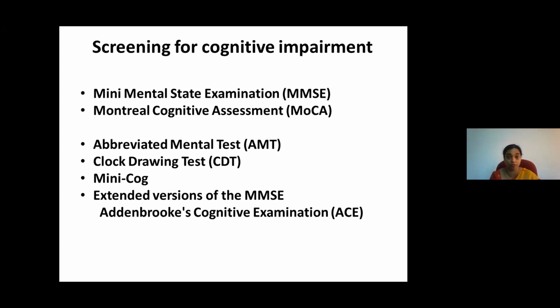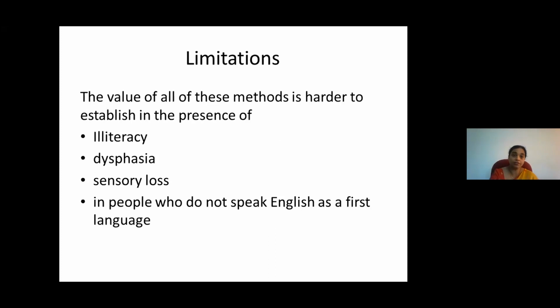Then there are some extended versions of MMSE. Once we screen the person and detect the dementia, we use extended versions like the Edinburgh Cognitive Examination. Those are very time consuming, but they assess many of the cognitive components of the patient. Having said that, we need to understand the limitations of cognitive assessment too. It is very hard to establish an accurate score when there is illiteracy, dysphasia, sensory loss, and in people who do not speak English as a first language. If they do not have much fluency in English, it will be difficult because some of the tests are not validated in the local languages. So these limitations are there.